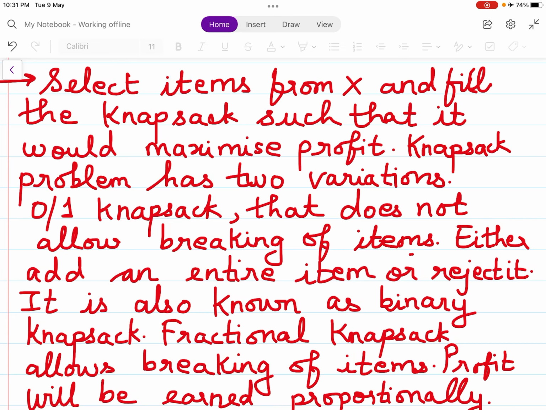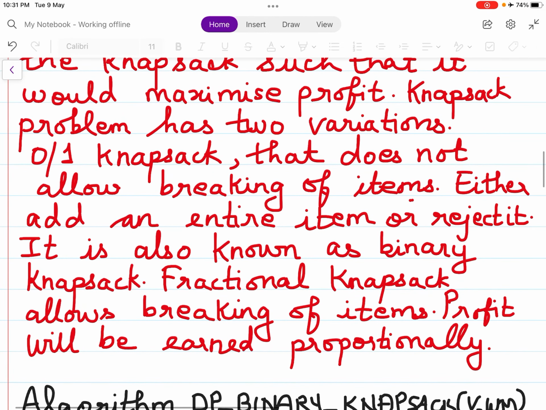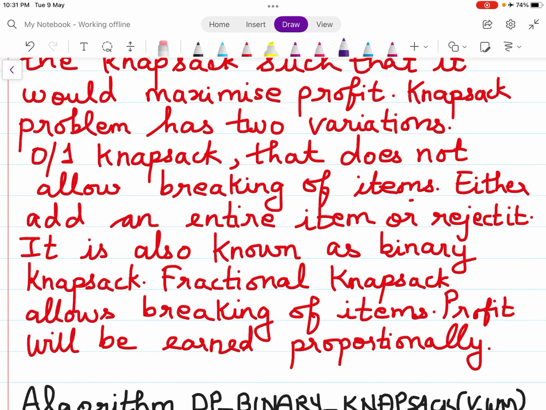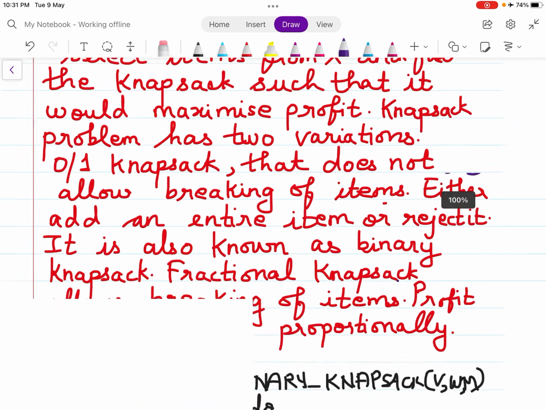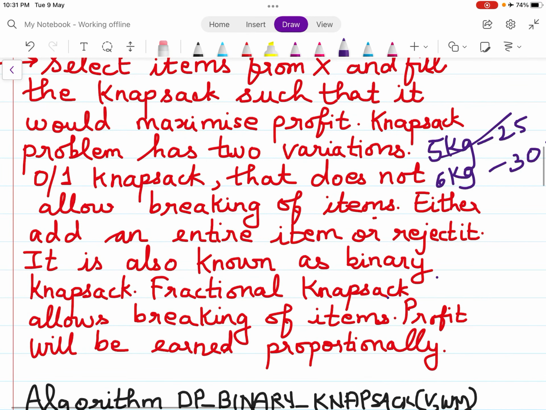Knapsack problem has two variations. 0-1 knapsack does not allow breaking of items. Either add an entire item or reject that entire item. So when I was given a choice of 5 kgs and 6 kgs, profit associated was 25 and 30. I selected 6 kgs. But I rejected 5 kgs because its value of profit was less. 6 kgs value of profit was greater. So either you can add the entire 6 kgs or reject it. It is also known as binary knapsack.